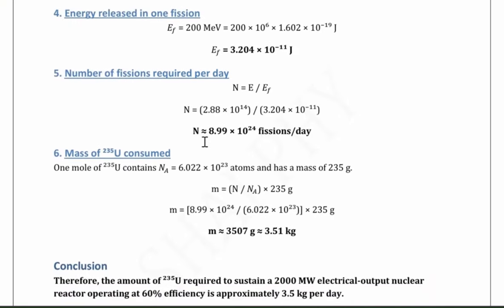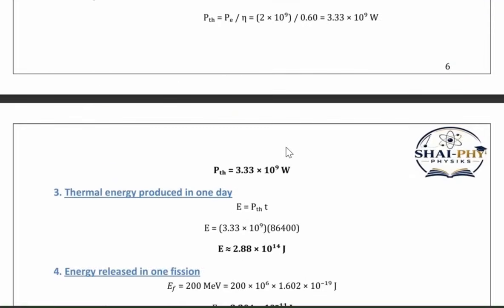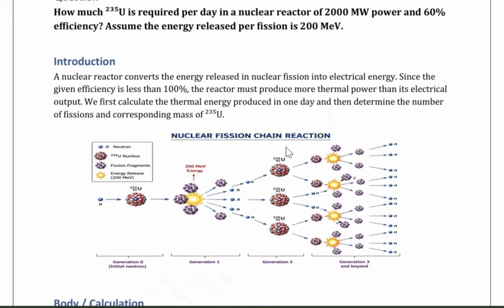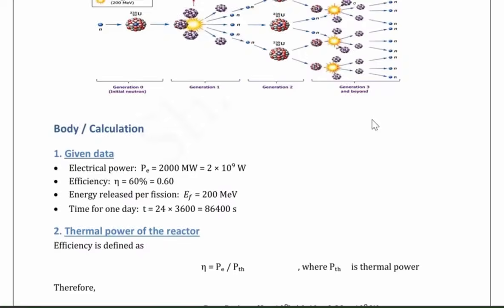This is the amount, 8.99 × 10^24 fissions per day, to generate that 2000 megawatt of power per day.